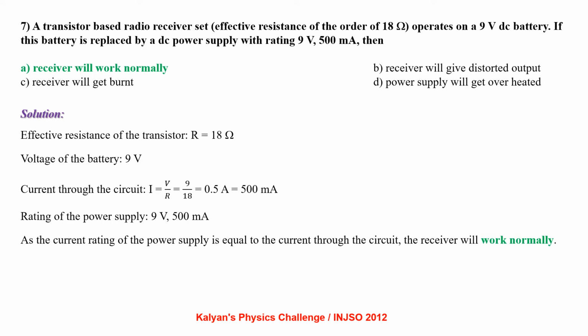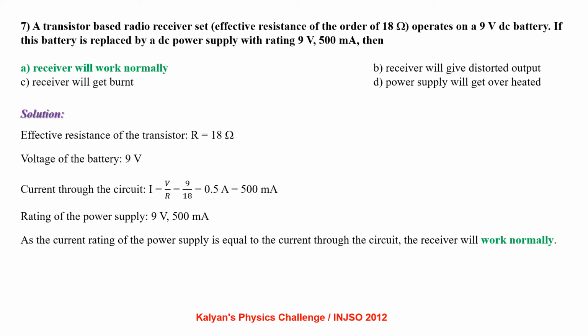A transistor based radio receiver set, effective resistance of the order of 18 ohm, operates on a 9 volt DC battery. If this battery is replaced by a DC power supply with rating 9 volt 500 milliampere, then effective resistance of the transistor are equal to 18 ohm.